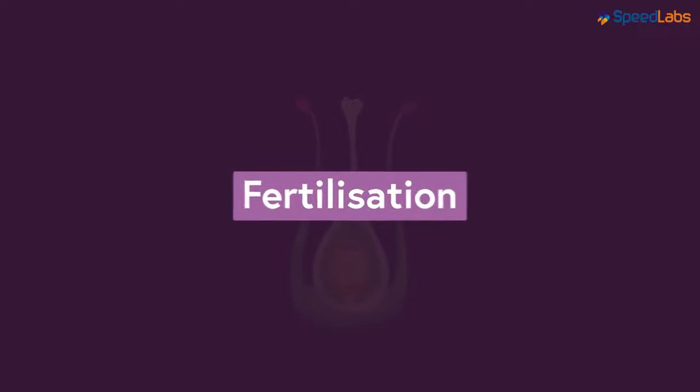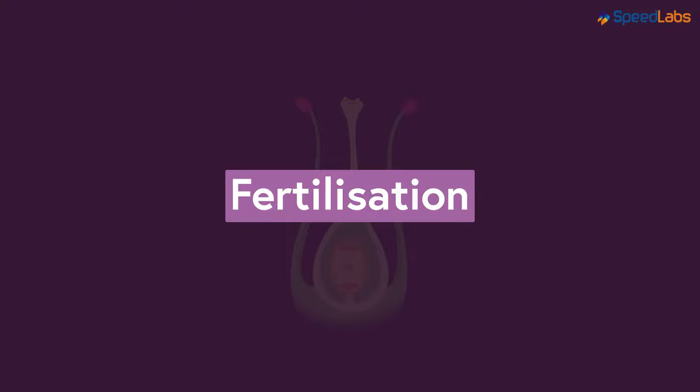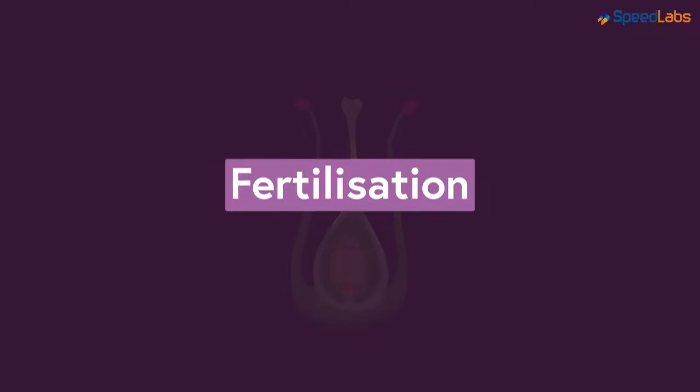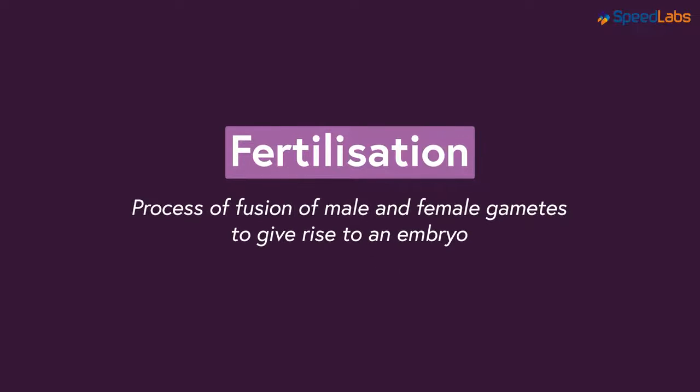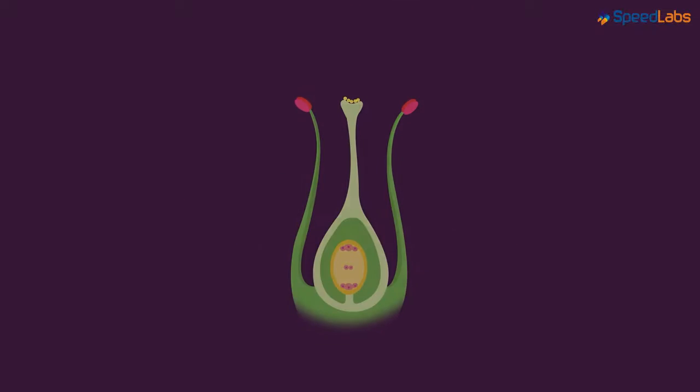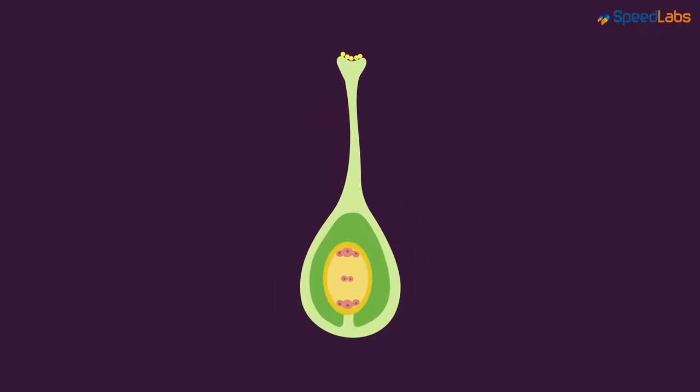Now let's get back to the fertilization process in plants. Let's define it again. It is the process of fusion of male and female gametes to give rise to a new embryo. After pollination is successfully accomplished, how does fertilization occur in plants? Let us zoom into the structure of a typical pistil, the female reproductive part of the flower. The pollination process has caused the pollen grains to safely land on the stigma, which is seen here.